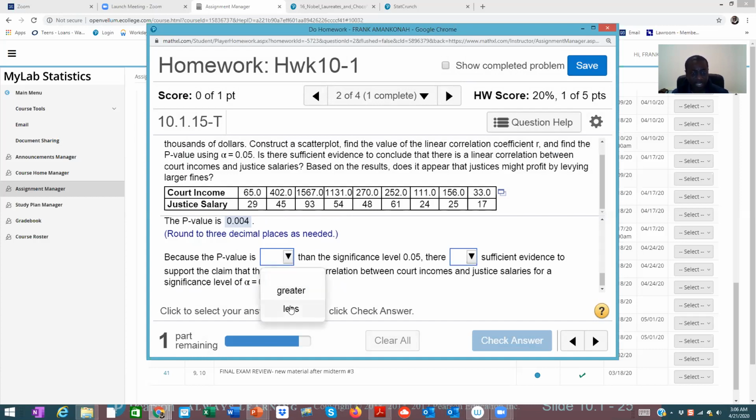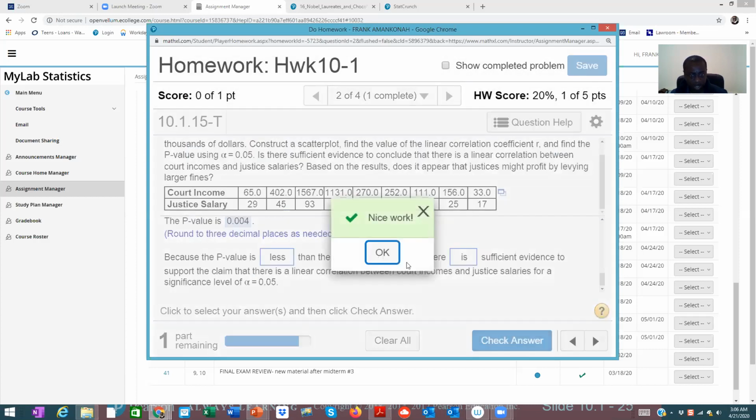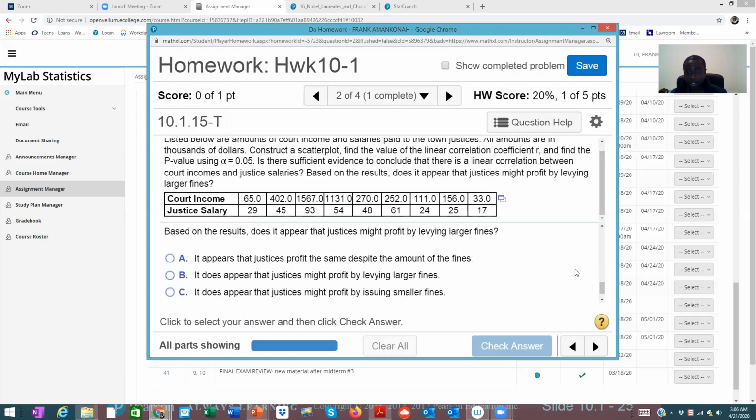So now the p-value is less than alpha. We say that it is less than the significance level, which is 0.05. So there is sufficient evidence of a correlation coefficient. There's a linear relationship between them.